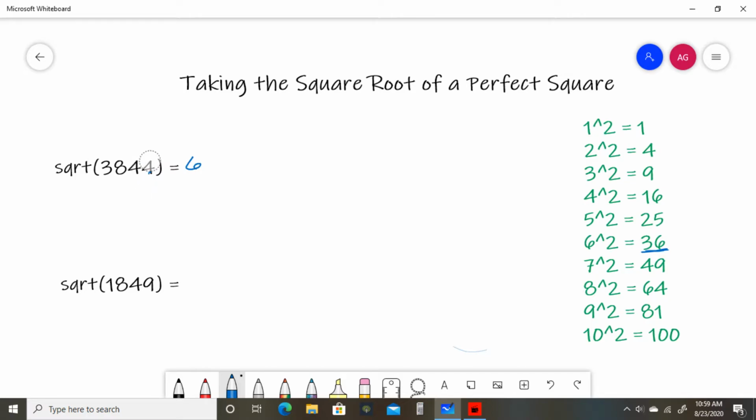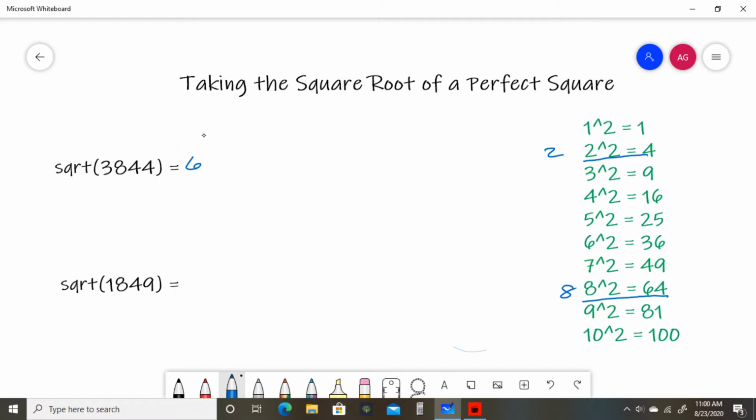Alright, now we have to look at this side of the square root again. So what you want to do is look at the ones digit, or 4, and try to find perfect squares of single-digit numbers that end in 4. For example, 2 squared is equal to 4, and 8 squared is equal to 64. Both of those have units digits of 4. So that means the ones digit of our answer is either going to be 2 or 8. But how do we find out which one?